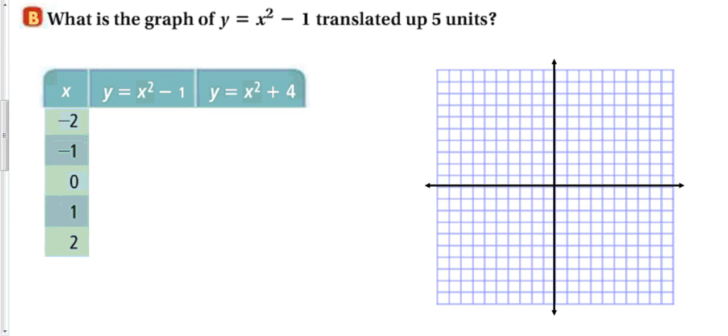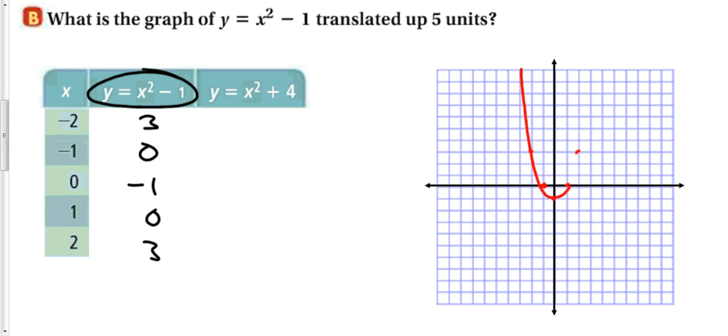So if I'm looking at this parabola and I want to translate it up 5 units, I would want to add 5 to the output. First, I should get the outputs of the original function. I'm just plugging the x's into that function right there. Graphing that function gives me a nice parabola like that. Now I want to translate this up 5 units, so I would just add 5 to each of the outputs. So 8, 5, 4, 5, and 8. And I can graph that, and I would get the parabola moved 5 up.